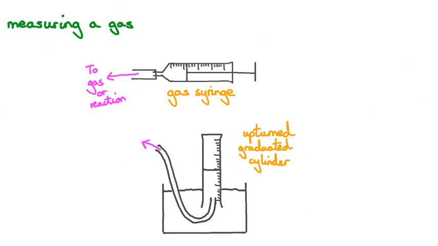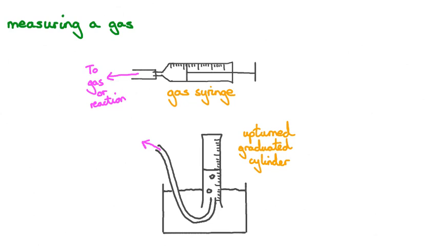Another way to measure gas produced by a reaction is with an upturned graduated cylinder. The tubing from your reaction carries the gas into the upturned cylinder, which is initially full of water. As bubbles are produced and enter the upturned cylinder, they displace the water and the water level drops. You can then use the markings on the side of the cylinder to work out how much gas has been produced. This works just as well, but is slightly more fiddly to set up.